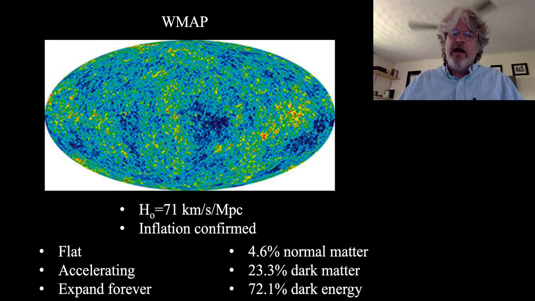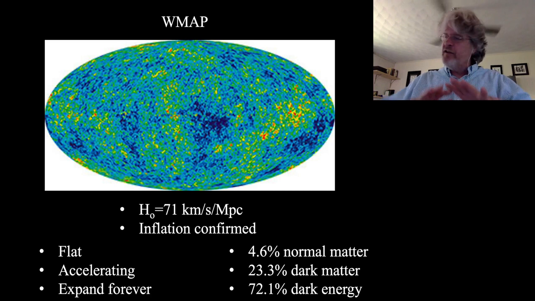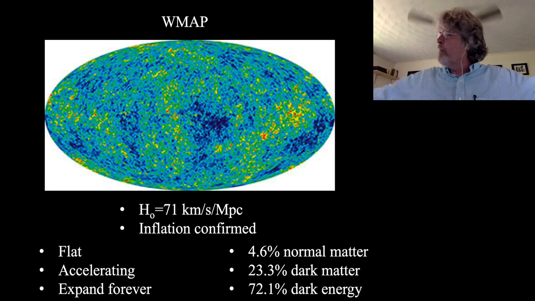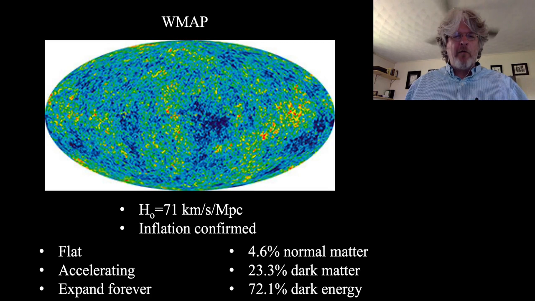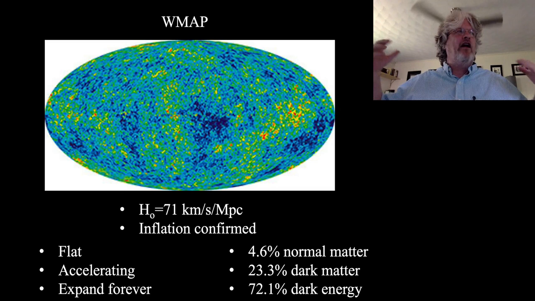And if that's the case, the universe we're living in today is basically flat. Space itself is flat. It's accelerating, though. The expansion is accelerating. It's going to expand forever. And of the universe we live in, about 4.6% is normal matter, like the stuff my desk and me are made out of. About 23% of it is dark matter. And another 72% of the universe is in the form of this dark energy that's driving the acceleration, that we have no idea what it is.